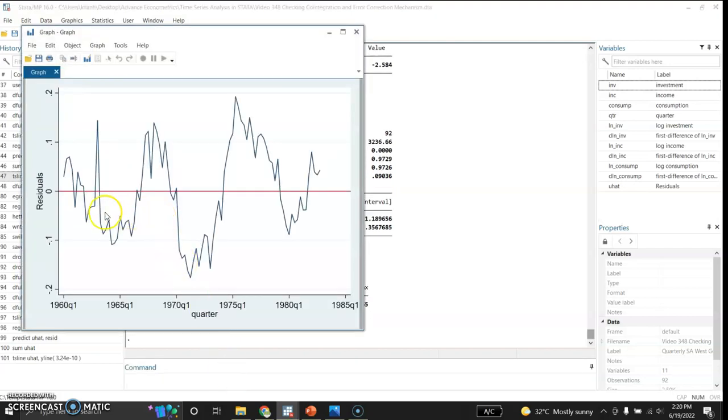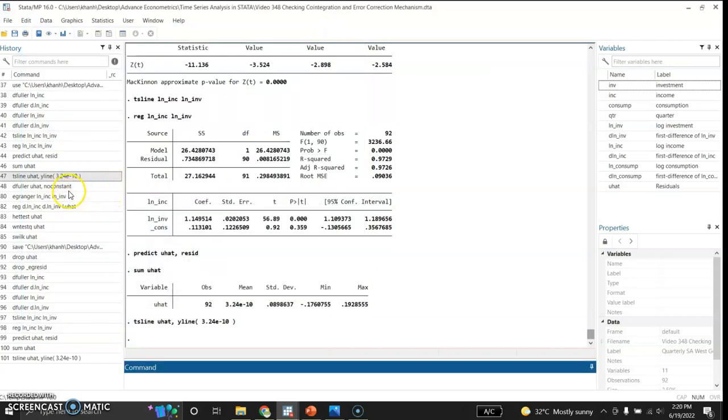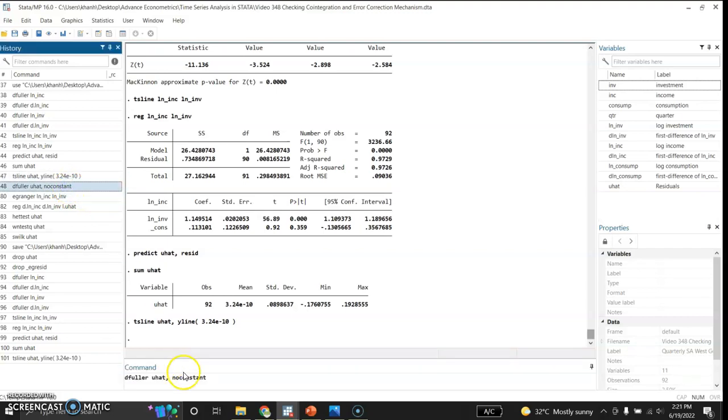Here is the graph, and now the residual. There are some ups and downs in the residual, but they are moving around the mean of 0. So it seems that these residuals are stationary, but we will run the formal test. Now I'll use this Dickey-Fuller test on the residuals, and I'm asking the EViews not to use a constant.